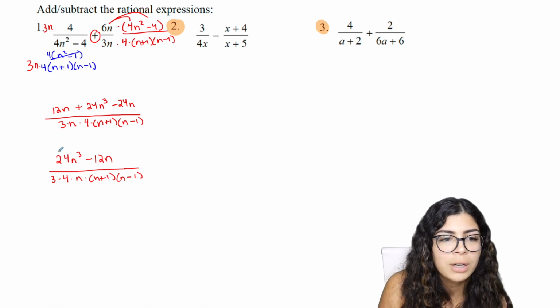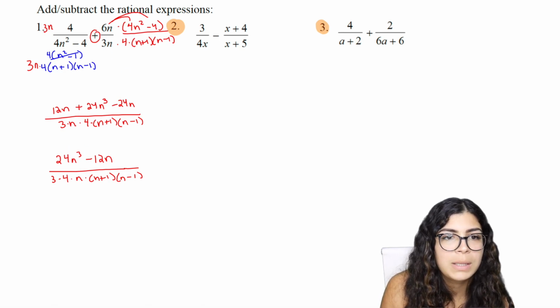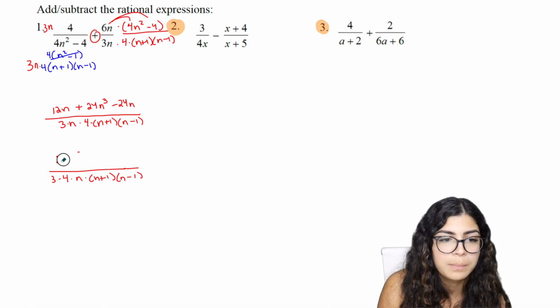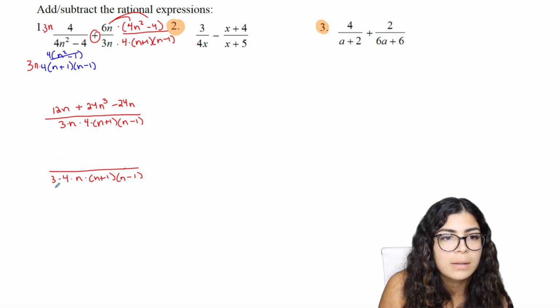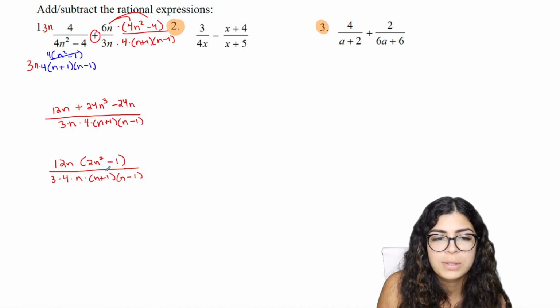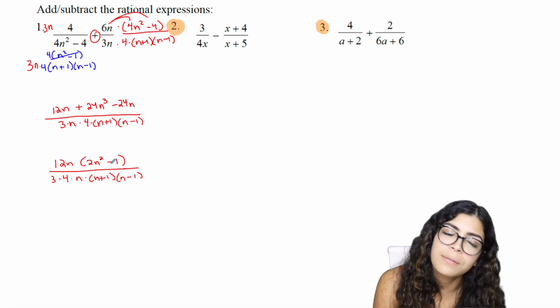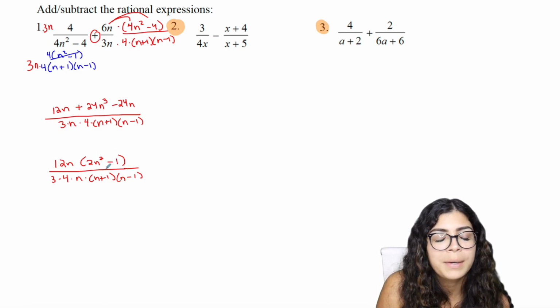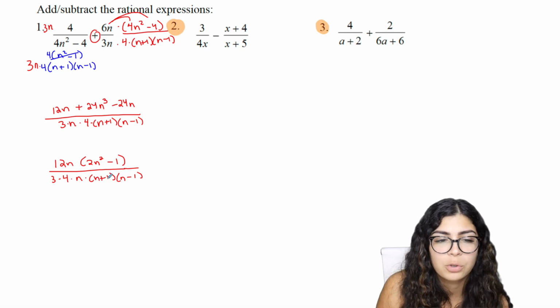So we could factor out 12n, which would leave 2n squared minus 1. We could factor out 12n, and that would leave 2n squared minus 1. And that's as much as that can factor, right? I can't factor n squared minus 1 any further. This is not the difference of squares. It's not the difference of cubes or any other thing that would be factorable.